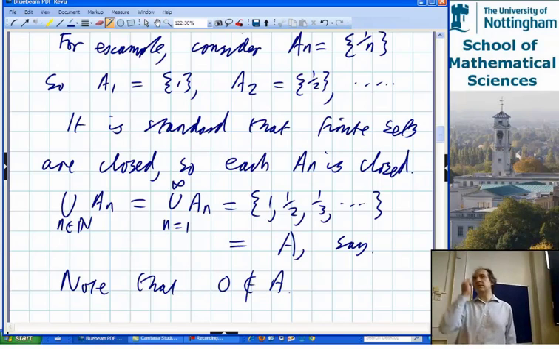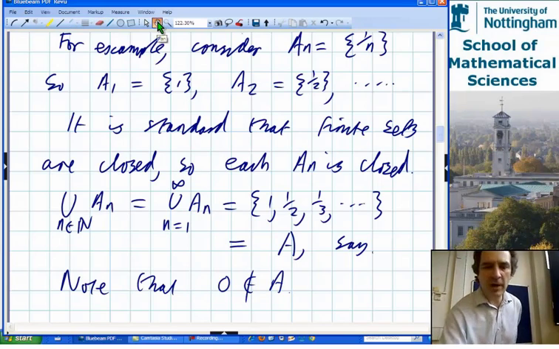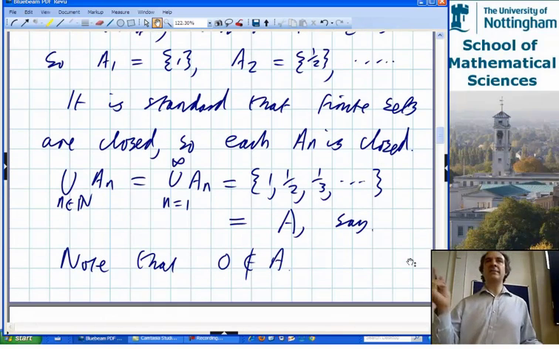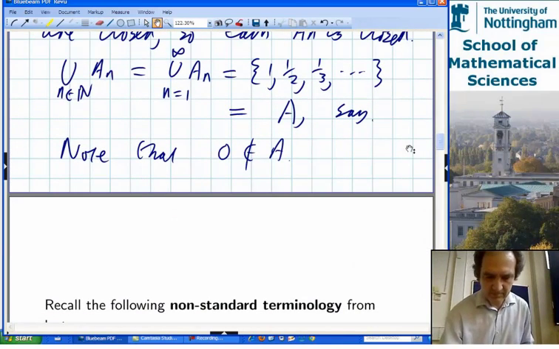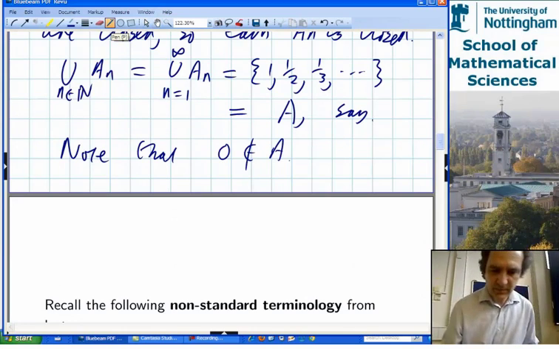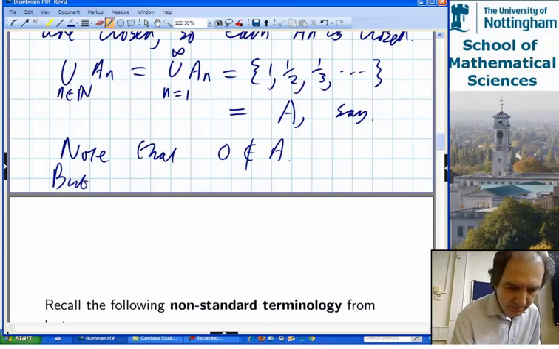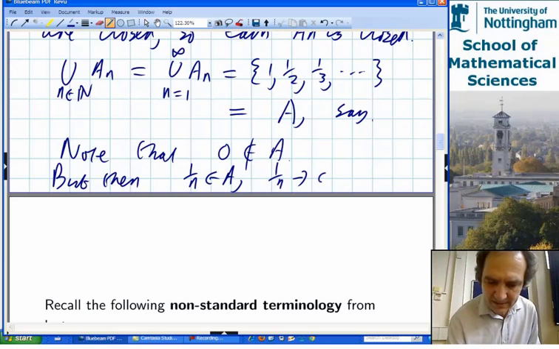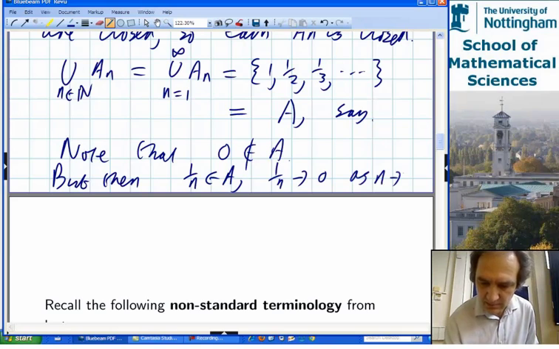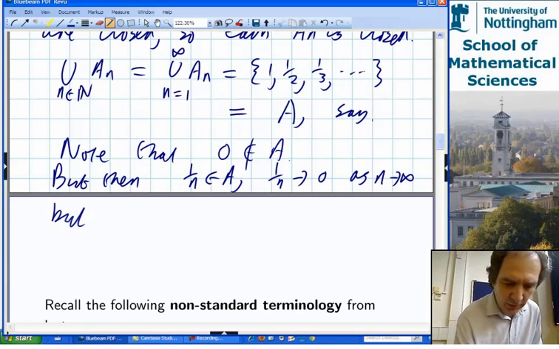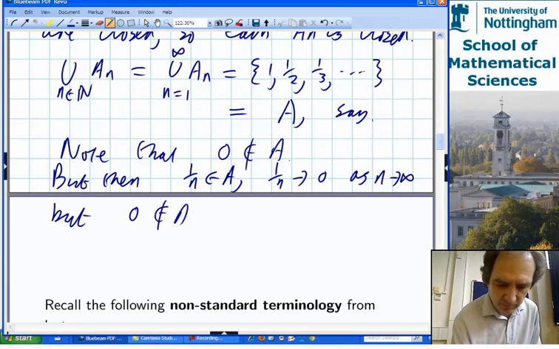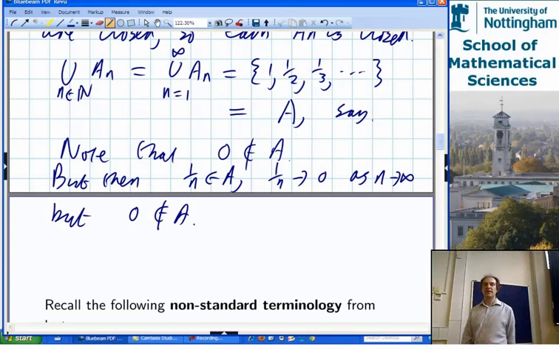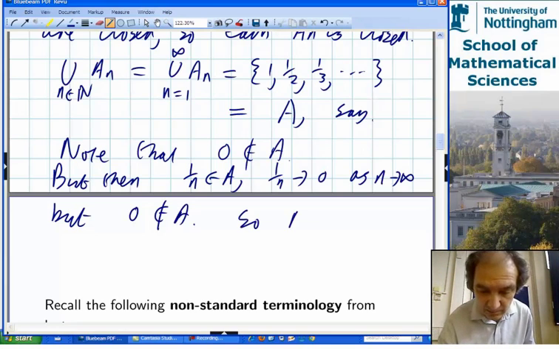Now we could use the sequence criterion as one of the ways to show that A is not closed. But then 1/n is in A, 1/n tends to 0 as n tends to infinity, but 0 is not in A. So A fails the sequence criterion for closedness, and so A is not closed.